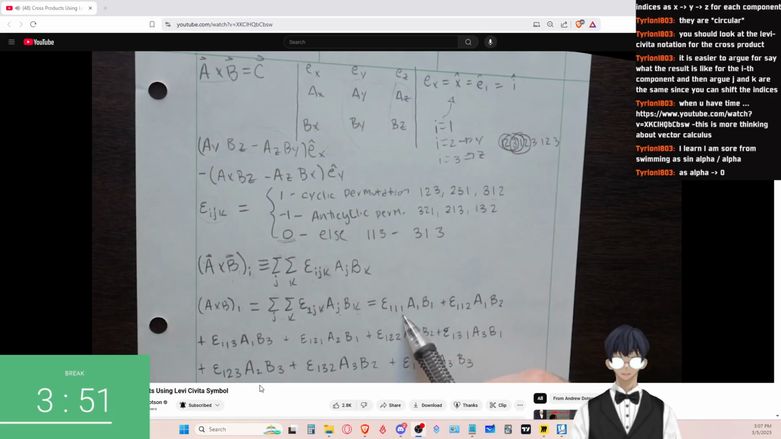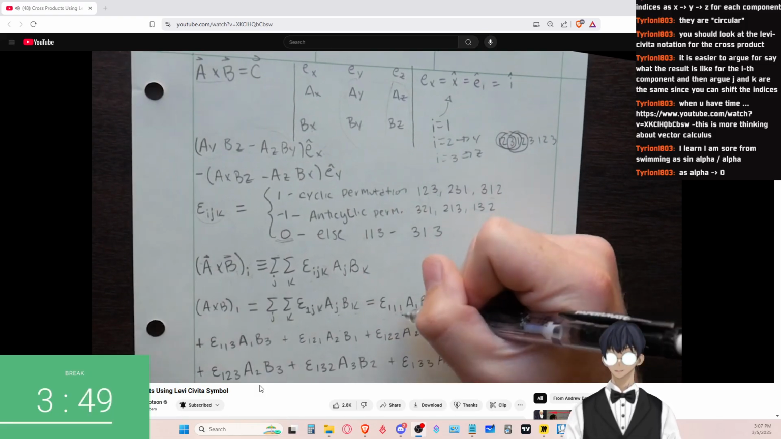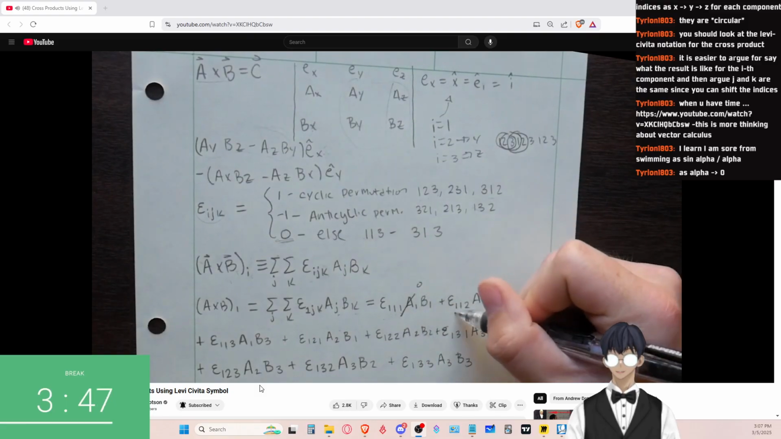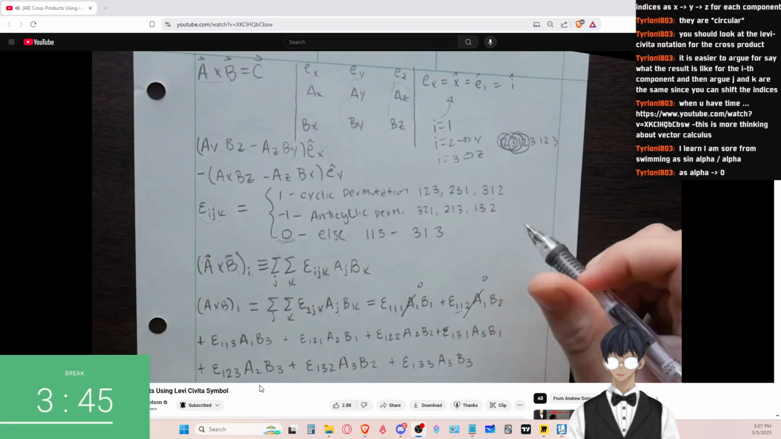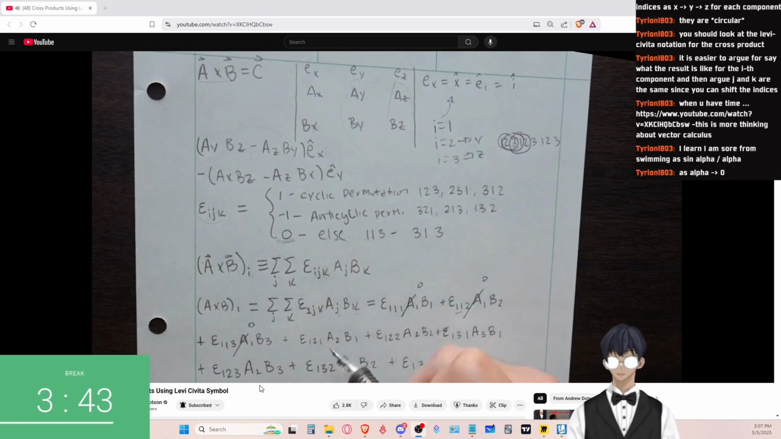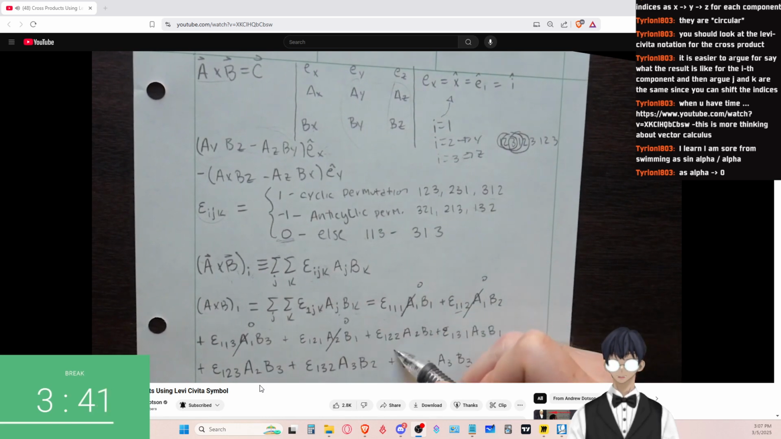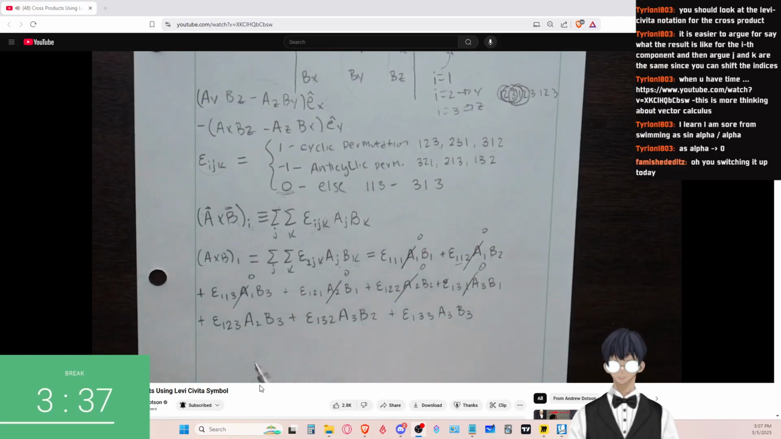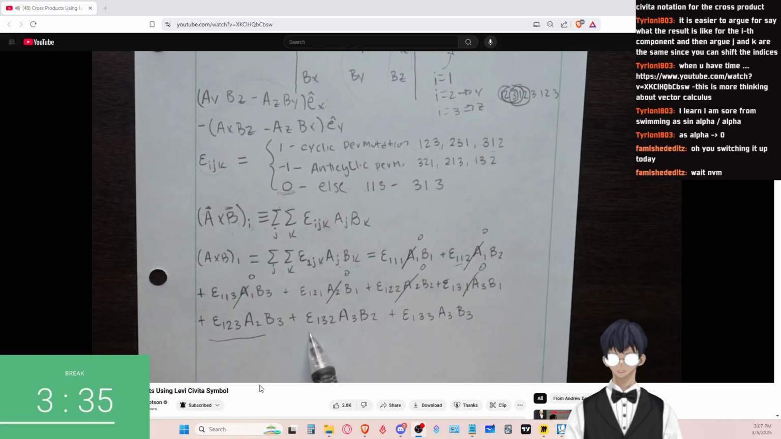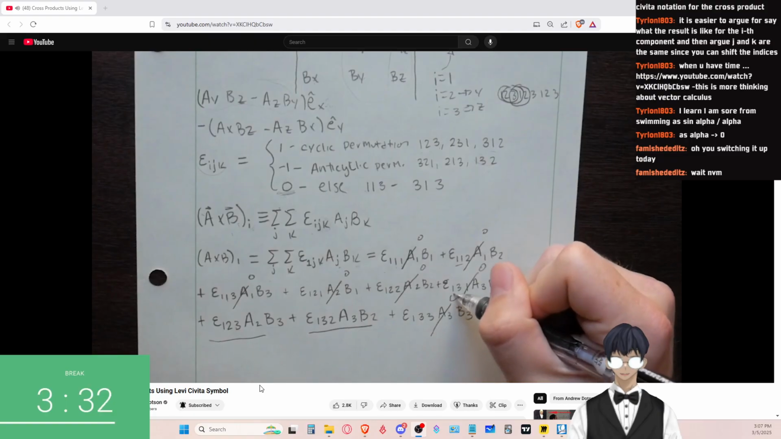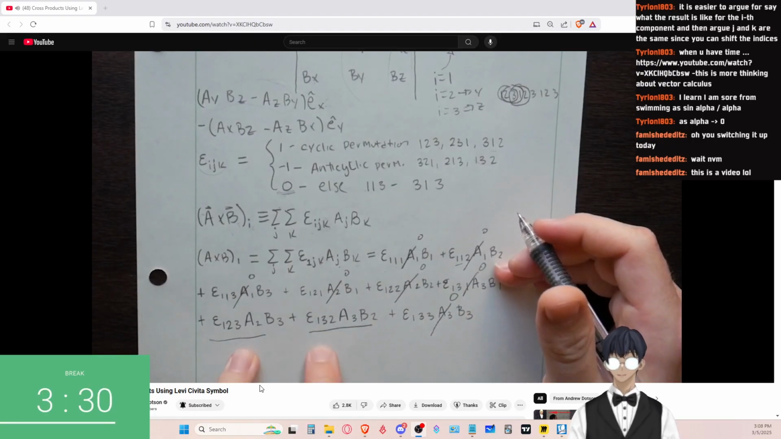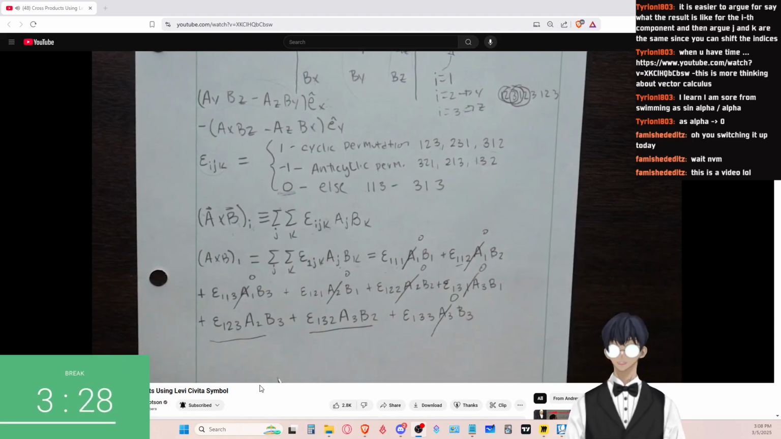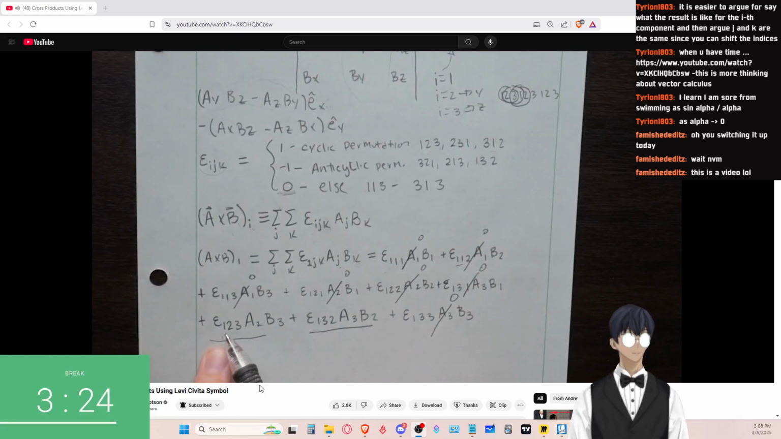Here we have epsilon 1, 1, 1. These indices cancel, so this term goes to 0. This one has repeated indices. This term goes to 0. This one goes to 0. This one goes to 0. This one goes to 0. This one goes to 0. This one does not. This one does not. And this one goes to 0. So the only two surviving terms are these ones right here. And let's take a look at this. So epsilon 1, 2, 3, that's a cyclic permutation.